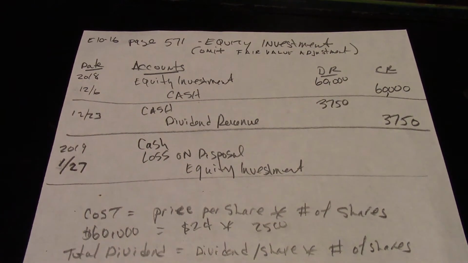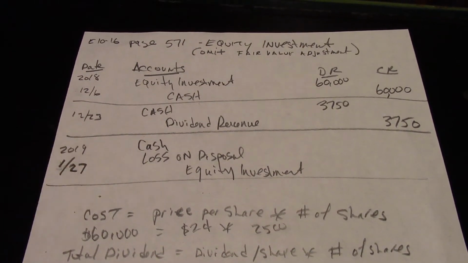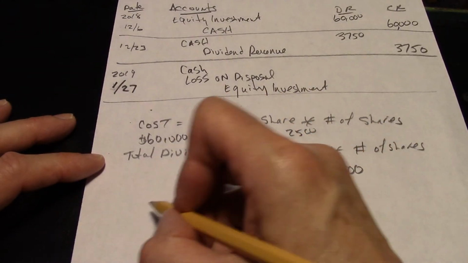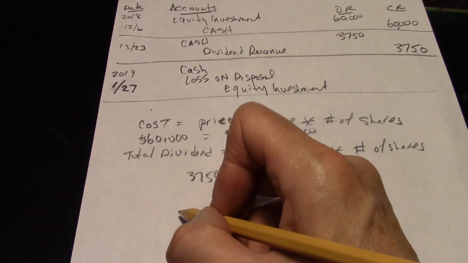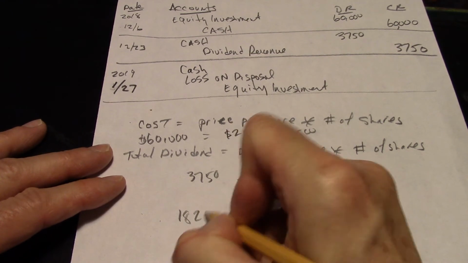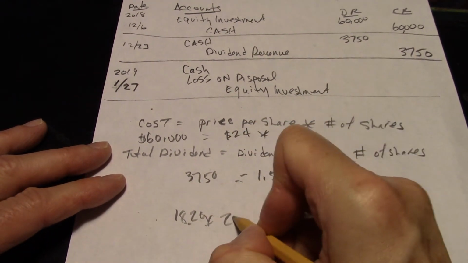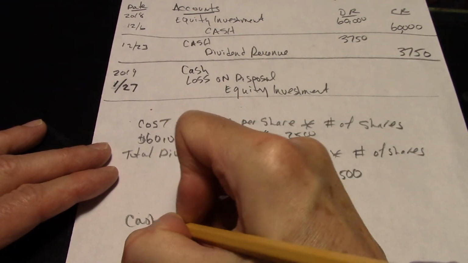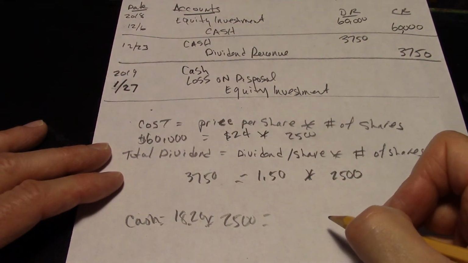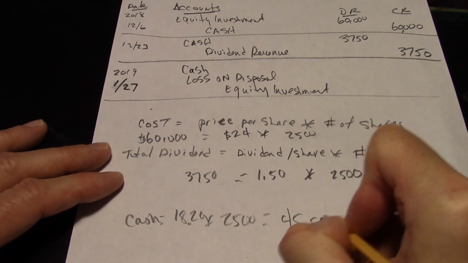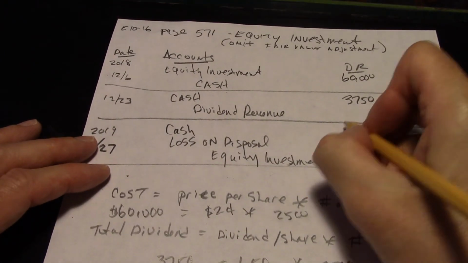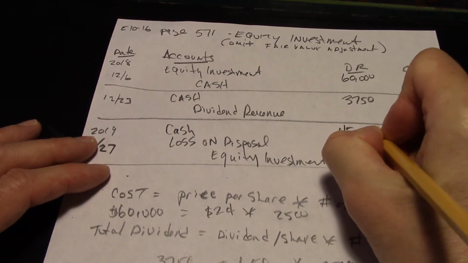All right, so how much? Well, obviously, cash is what we get per share. So we are getting $18.20 times our 2,500. $18.20 times 2,500 is $45,500. Right, so we get $45,500 in.